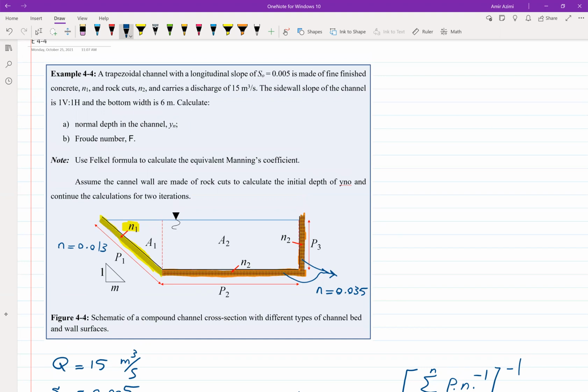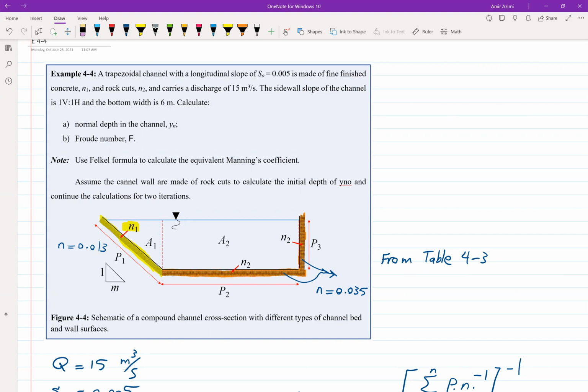In chapter 4 of the textbook, there is a table where you can find the value of Manning's n for different materials. So when you go for the rock cuts, you can find the value is 0.035. So that's from table 4-3. So I write it here, from table 4-3.